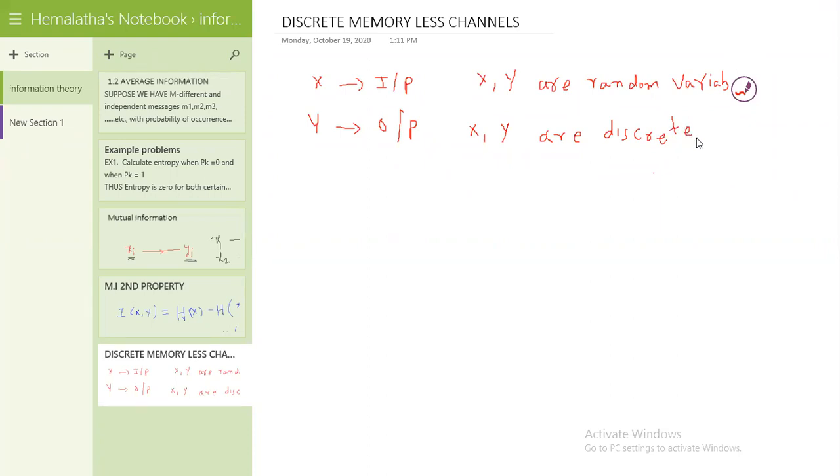The channel is called memoryless when the current output depends only on the current input. Okay, these are the definitions for a discrete memoryless channel.